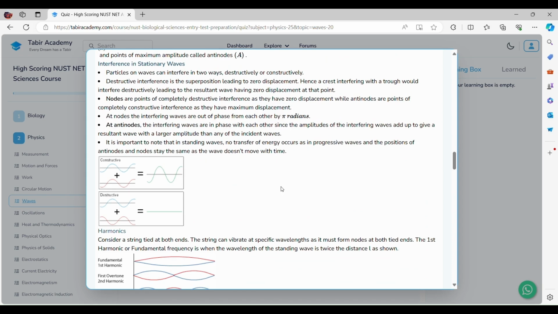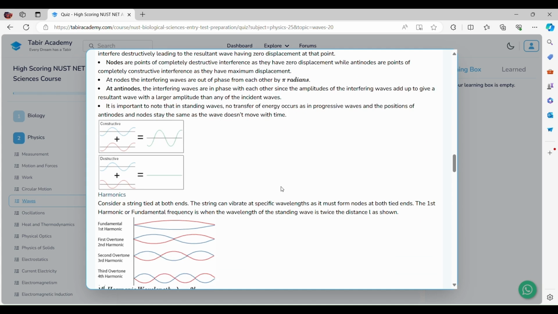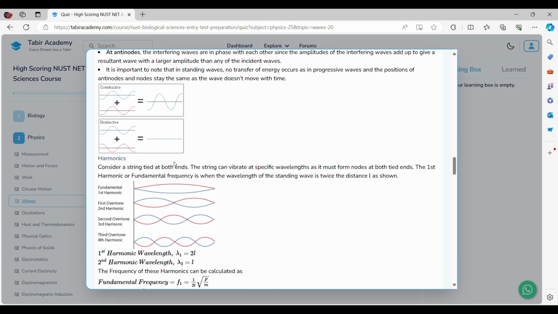It is important to note that in standing waves, no transfer of energy occurs, as in progressive waves, and the positions of antinodes and nodes stay the same as the wave doesn't move with time. Harmonics. Consider a string tied at both ends. The string can vibrate at specific wavelengths as it must form nodes at both tied ends. The first harmonic or fundamental frequency is when the wavelength of the standing wave is twice the distance L as shown.